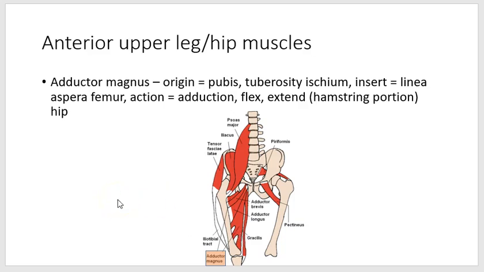It has origins on the pubis, also on the ischial tuberosity, and then it inserts again on that linea aspera of the femur. Really good at adduction. If you look at it, it's all the way here, so it can bring this really strongly towards the midline of the body. It's also important in flexion, and there's a bit of it back here that can allow you to even extend the hip. So it can flex and extend. It has a bit of a hamstring portion.